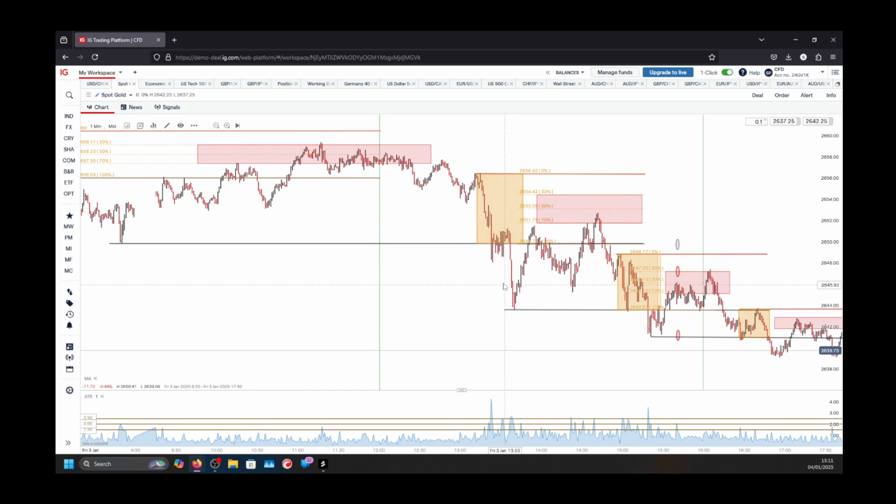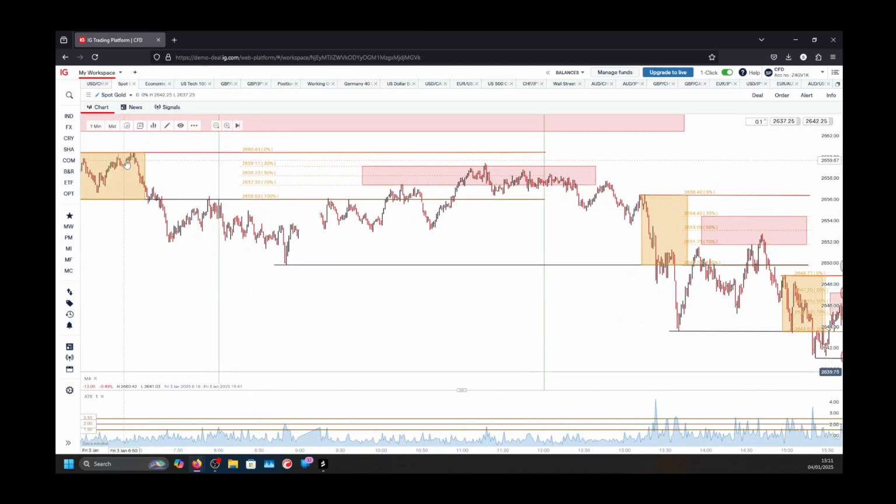left, and you'll get price working its way back in to test the point and fill the inefficiencies in. Because you can see here how fast price went, it left inefficiencies here. We can see price came back to fill it in and went.